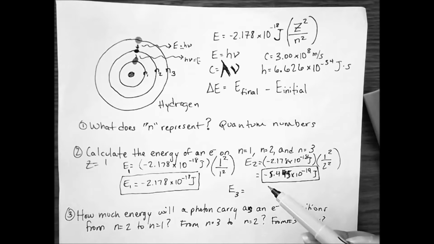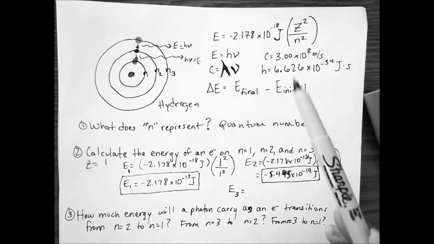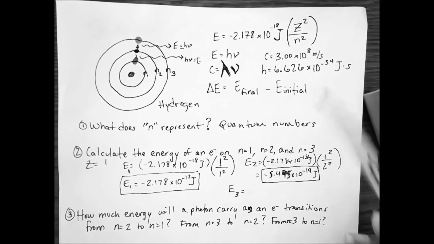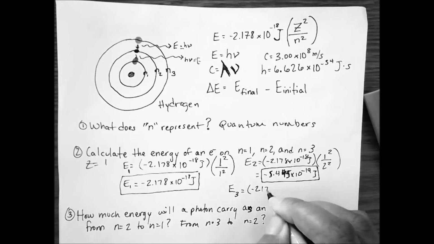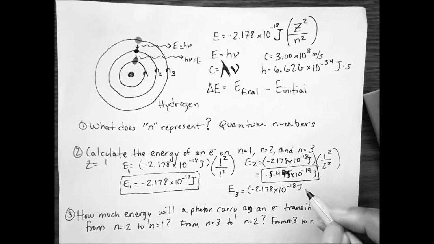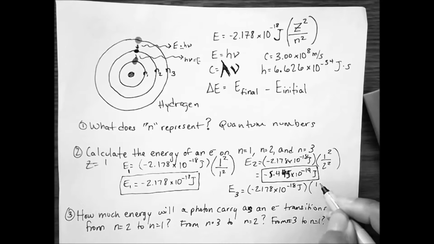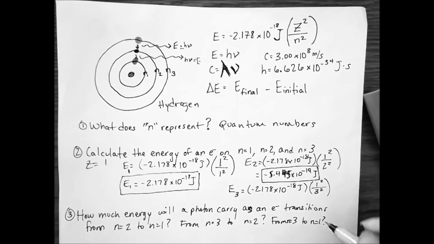E3. So if I'm going to be on the third ring, what are we changing in the equation now? The quantum number again. Instead of n equals 1 or 2, now what will the n be for the third ring? It is going to be 3. So you're going to have negative 2.178 times 10 to the negative 18th power joules. And now you're still talking about the same element, hydrogen. So the Z number is still 1. But now we're on the third ring, so you're going to have 3 squared. What's 3 to the second power? 9. So now you're taking that number and dividing it by 9.